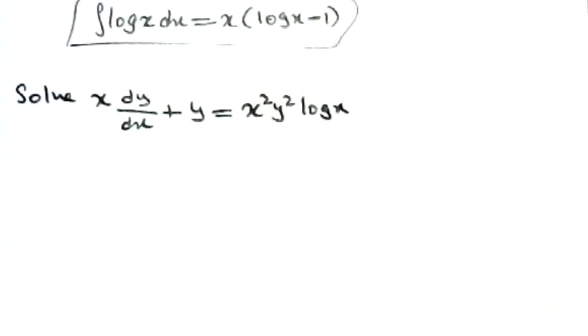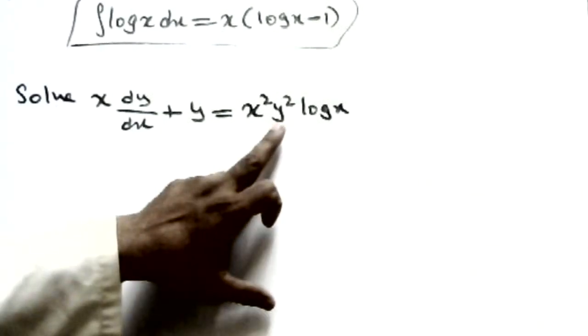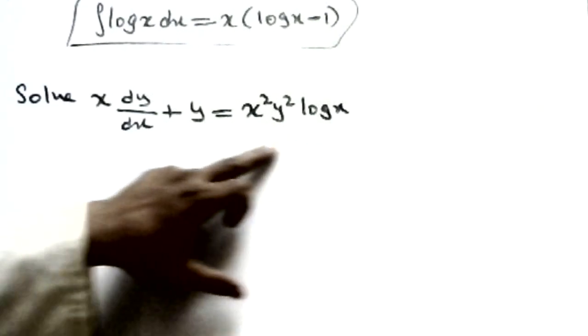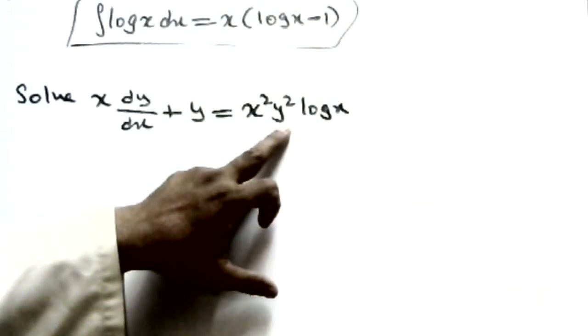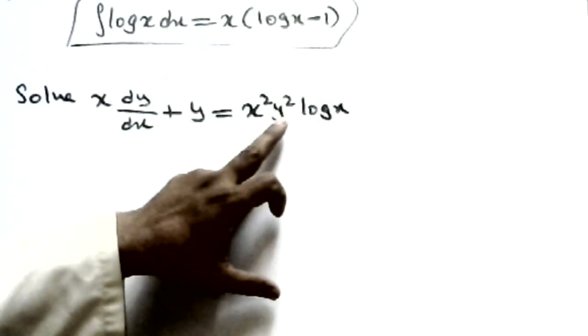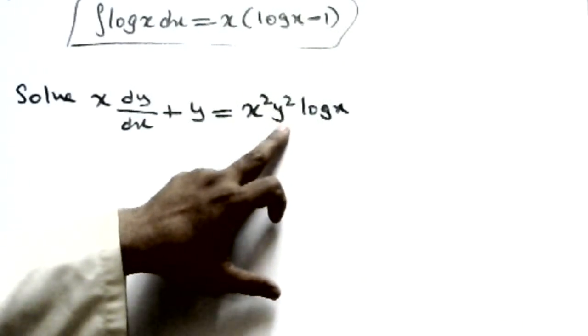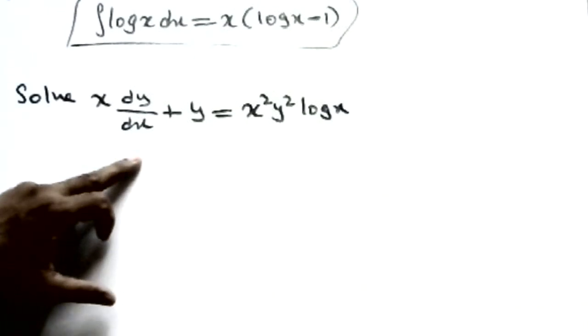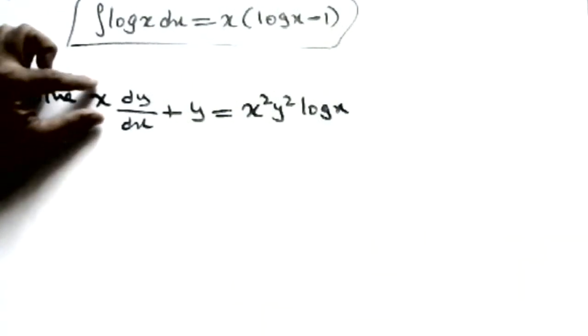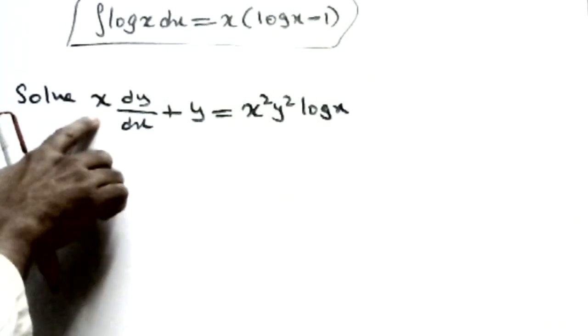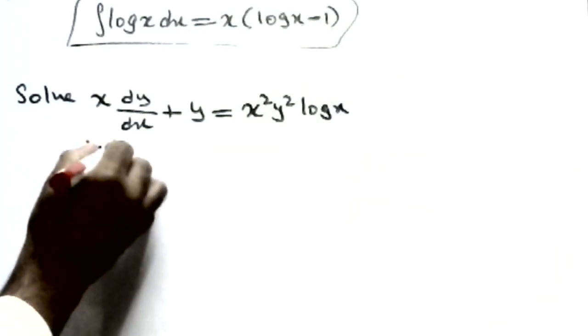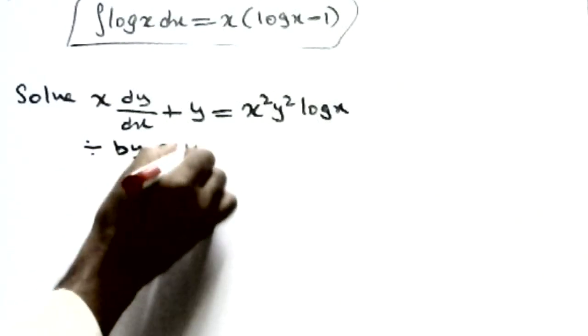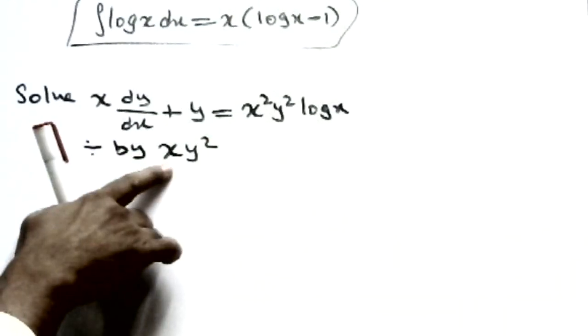x dy by dx plus y equals x square log x. How to start? Whatever we are having y here, we have to divide each term by y square. The first step is to divide by y square. And secondly, in Bernoulli's equation, we should not have x here, so we have to remove this also. Therefore, divide by x y square.